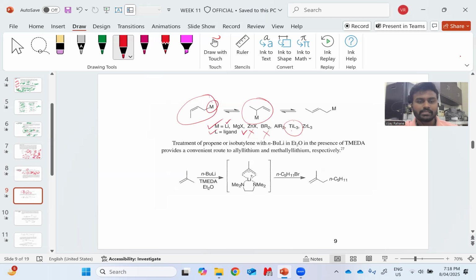So if you have this allyl lithium here, then from this allyl lithium, we can convert this into further useful reagents. You can see here the treatment of propene or isobutene with n-butyl lithium in dry ether in the presence of TMEDA, that's the base, and it provides the conventional route for allyl lithium.